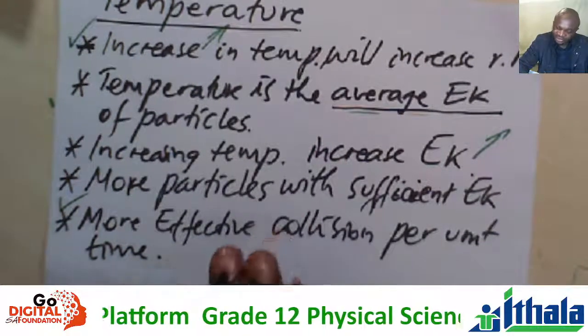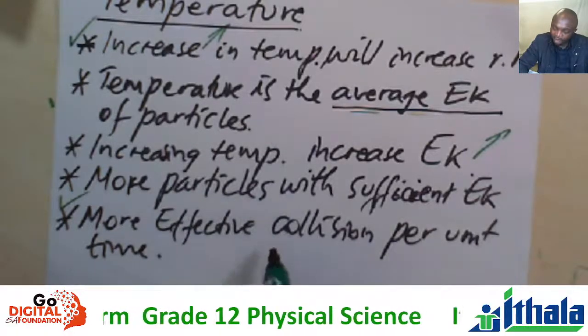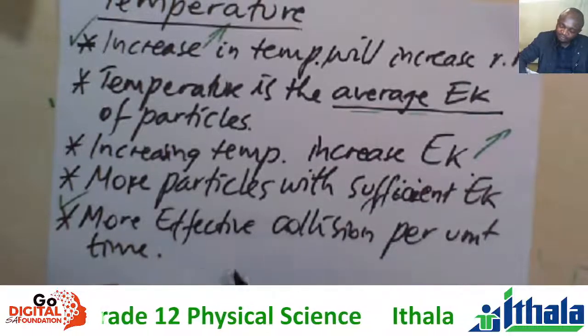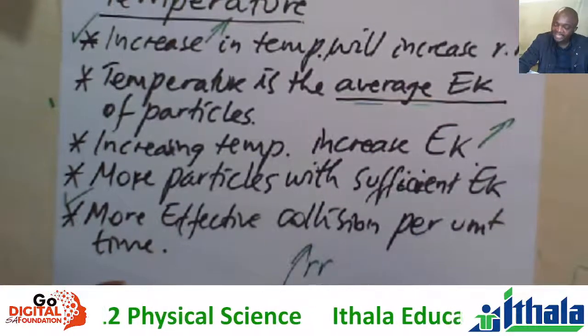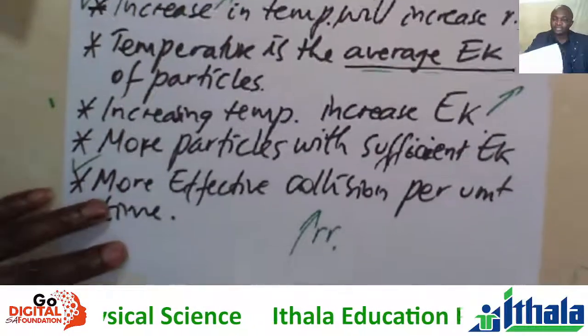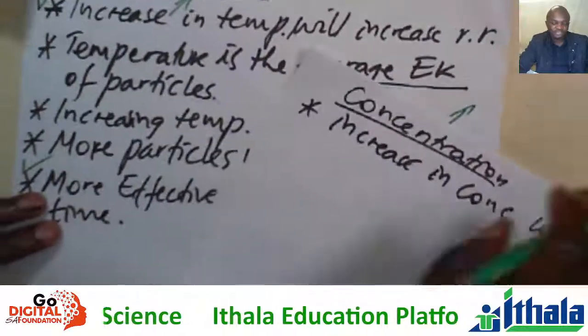We start with increasing this one, then you end with: therefore, there are more effective collisions per unit time. You state clearly that there is an increase in the reaction rate. Right. So I want you to look at that point, and then we look at concentration.